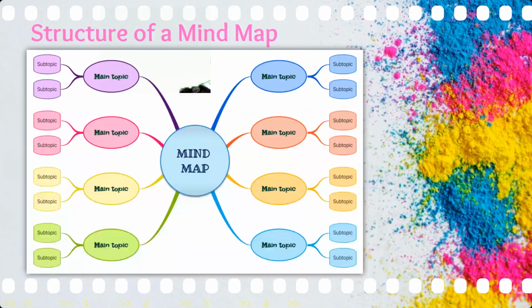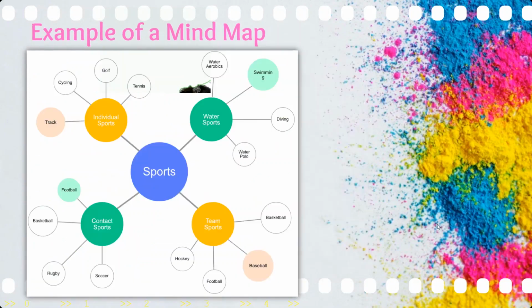So this is an example of a mind map. You start from the middle, and then you branch it out, and then you expand it, and expand it. This is a different example of a mind map. You have the main, and then you go to the branch, and you have the smaller branches.